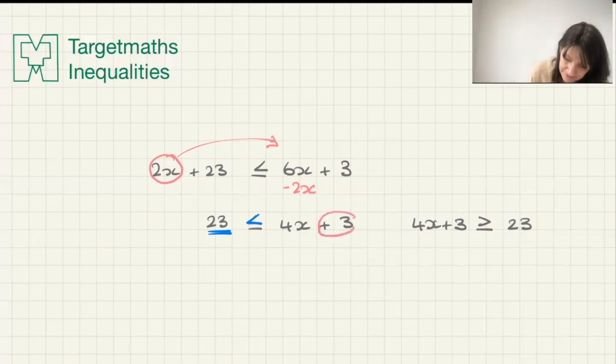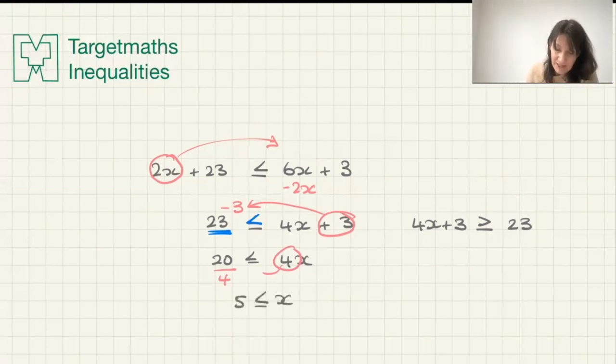So if I'm going to get x on its own, 3 is going to land as minus 3. 23 take 3 is 20. And then my 4 is going to divide through. So I've got x being that. This would have come out in exactly the same way, x and that. And you can kind of see when it comes to drawing the number line, this feels a lot easier.